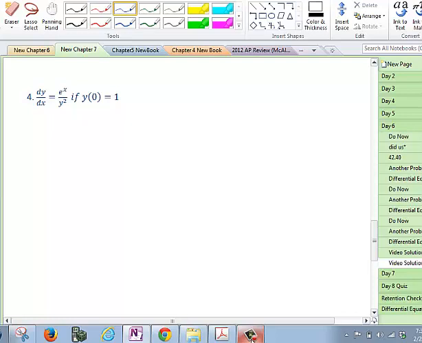Now we look at our next differential equation, and this will be the last one that we do tonight. The last two you're going to have to do on your own. So we separate variables.